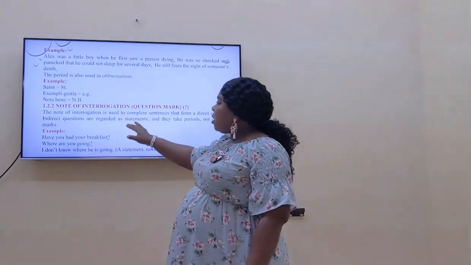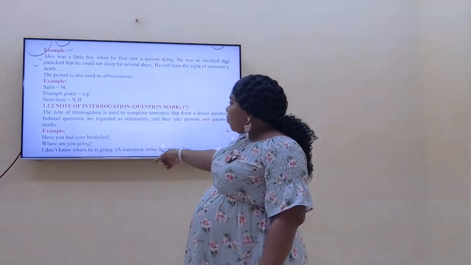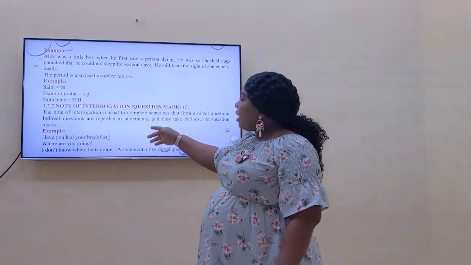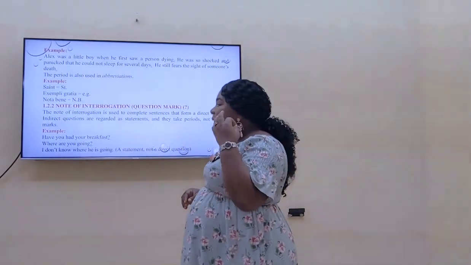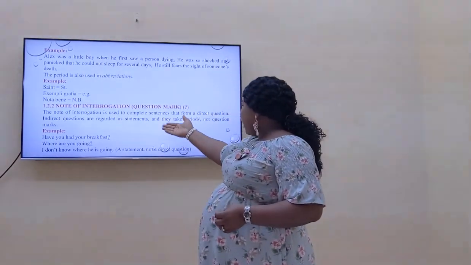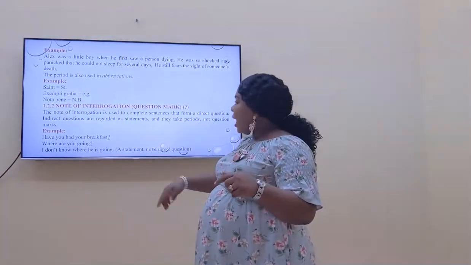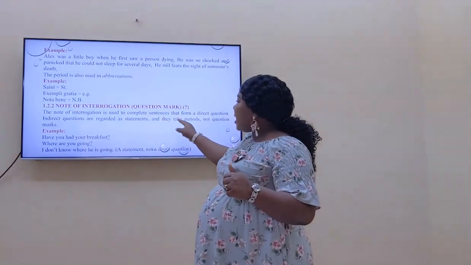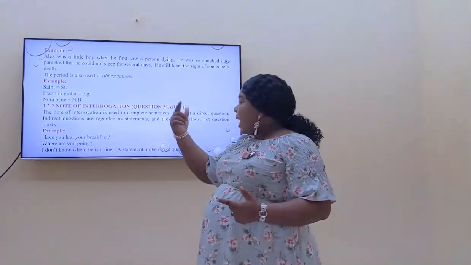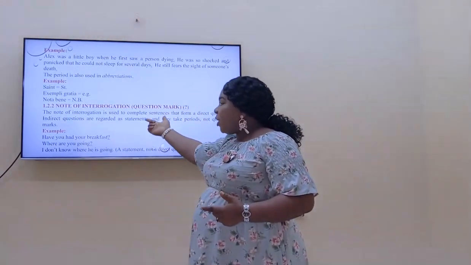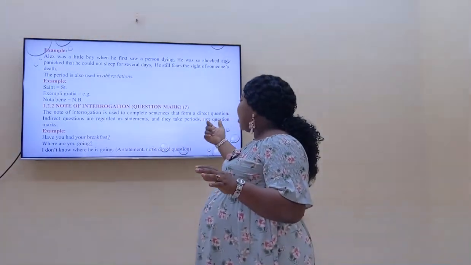Okay, the next one is the note of interrogation, which we know as the question mark, right? That's the sign over there. So what is that? The note of interrogation is used to complete sentences that form a direct question. Indirect questions are regarded as statements, okay? And they take periods, not question marks. Let me read that again. The note of interrogation is used to complete sentences that form a direct question. Sentences that form a direct question go with a note of interrogation. Then indirect questions are regarded as statements, okay, and they take periods, not question marks.